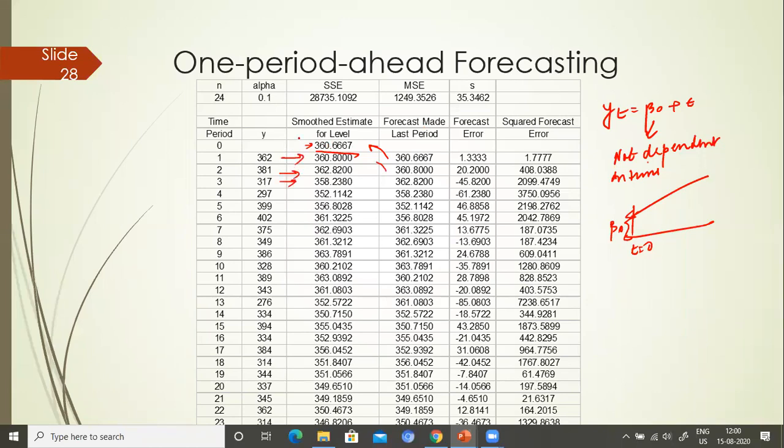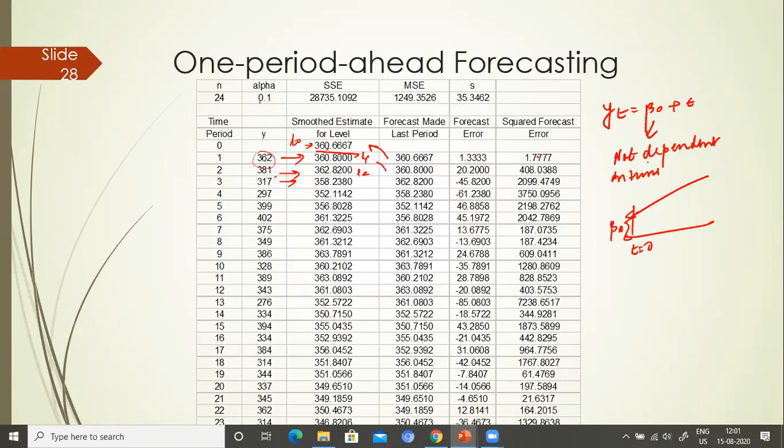So we are here. This is my L0. This becomes my L1. This becomes my L2 and so on. My level 1 is 362 multiplied by 0.1 plus 1 minus 0.1, which is 90% of what happened just previously. So this becomes 360.8. Once we do that, we have to compare for the error term. For error term comparison, we take the data point against time and the last period forecast and compare the error. So 362 will be compared with 360.6667 and the error of 1.333 will come.